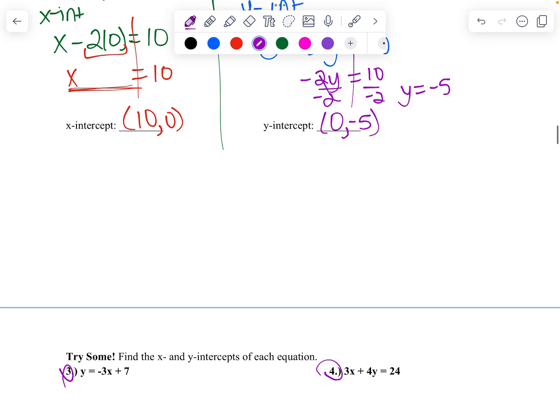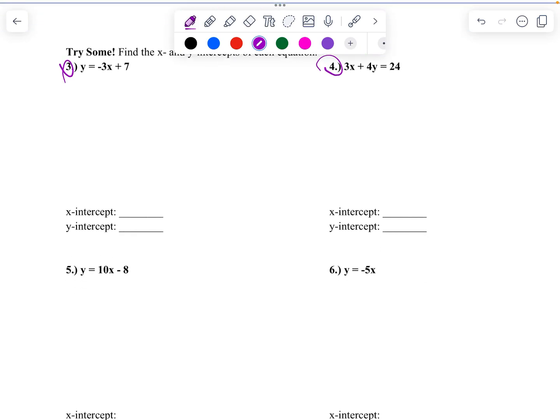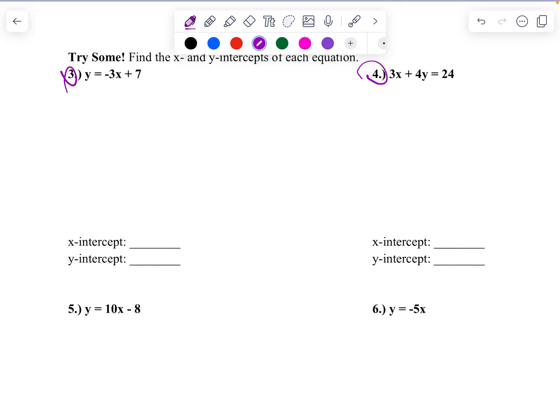All right, so then in class, I had everybody just try problems 3 and 4. And then we skipped the rest and we worked on the handout. So just to work through these, again, I'm going to make a space so I have room for my x-intercept and room for my y-intercept.